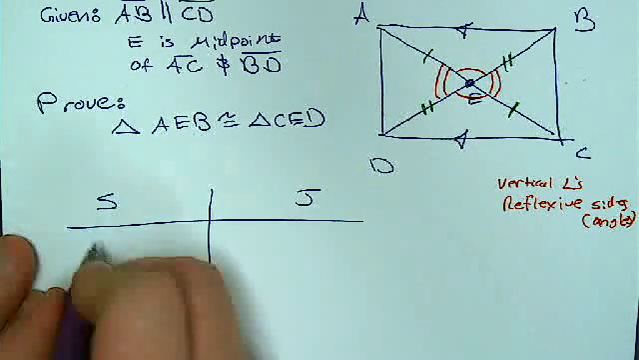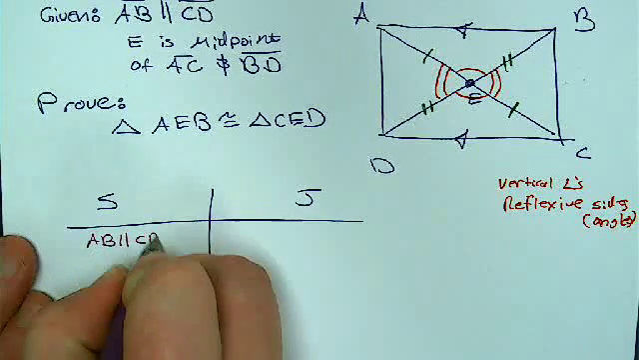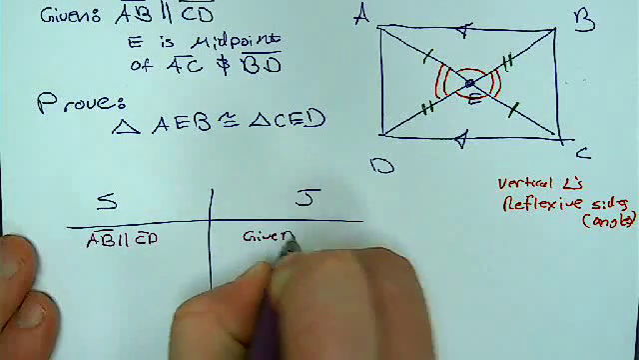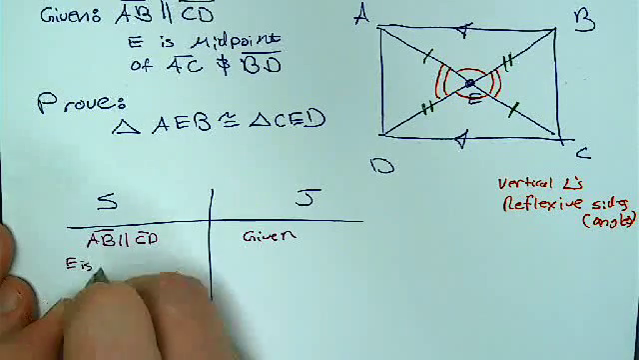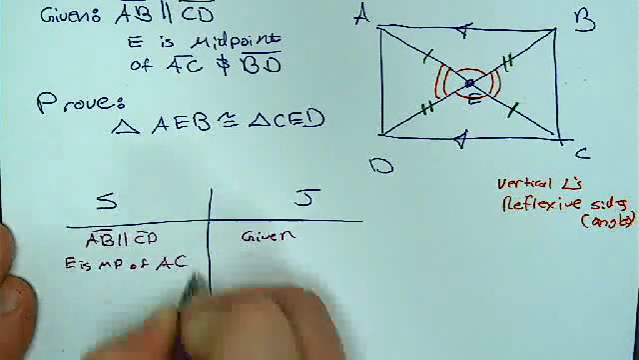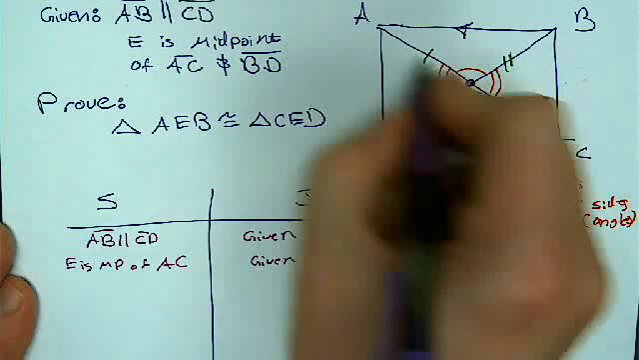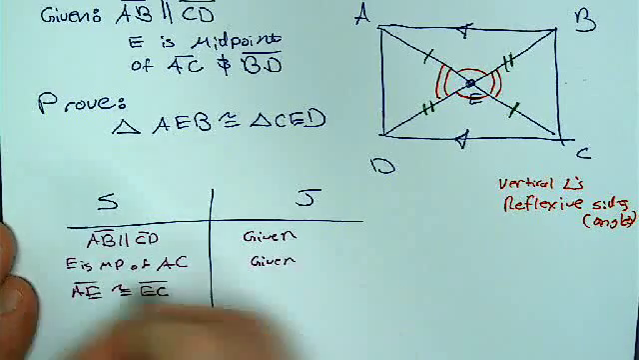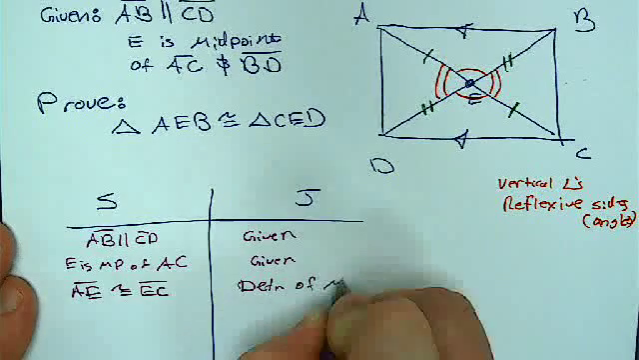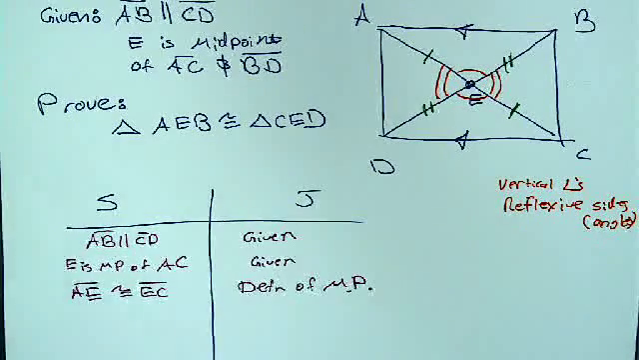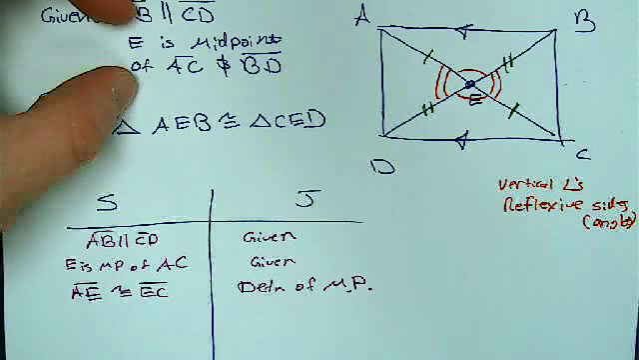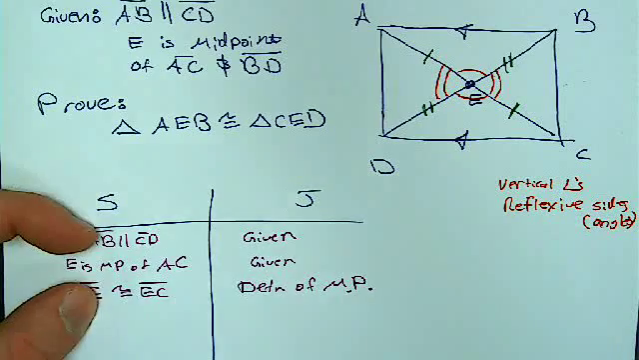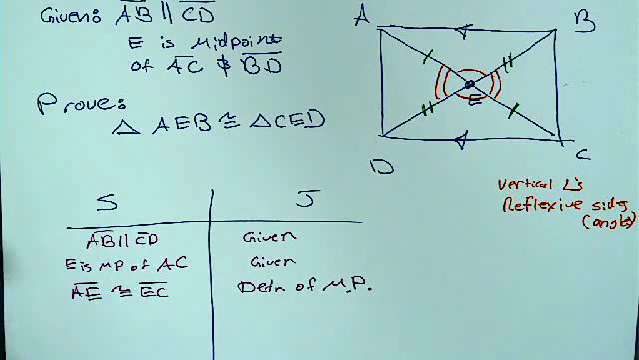Okay. So AB parallel to CD, given. E is the midpoint of AC, given. And I'm going to write the follow-up of AE congruent to EC by the definition of midpoint. Now, I'm splitting that given into 2 separate statements in order to better illustrate what's going on. If you were to write this out by just copying this statement verbatim, word for word, and then write the 2 follow-ups from that, that's perfectly fine.